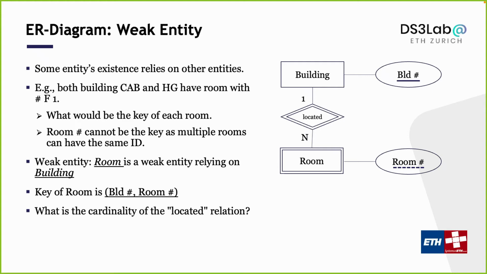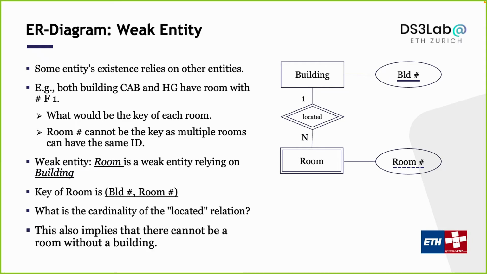Another thing is, what is the cardinality of this located relationship? It's going to be many to one from room to building, because a single room can only belong to a unique building. That is what you are going to have when we talk about weak entity. This also implies that there cannot be a room without a building. Whenever you draw this, you are telling other people, I cannot have a room without a building. That is what is implied by having room as a weak entity relying on the strong entity building. Okay, make sense? Is this clear? Any questions?